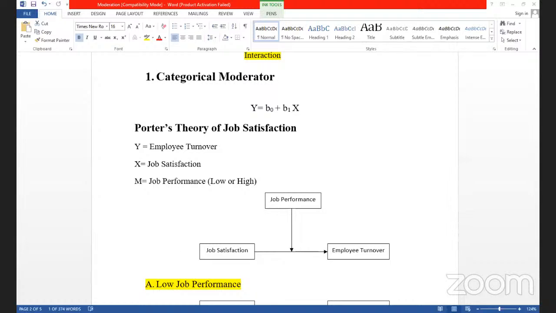Now I am taking the case study. First of all, I will use SPSS. I will analyze these techniques through SPSS, and after that I will use the PROCESS macro software. So my case study is categorical moderator 2. This is my case study.